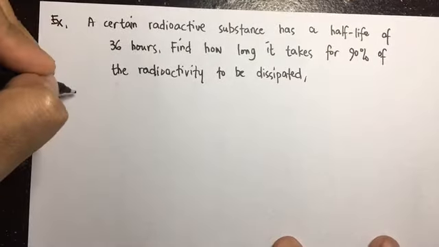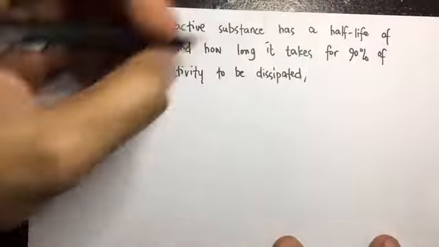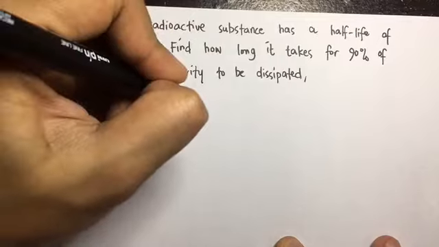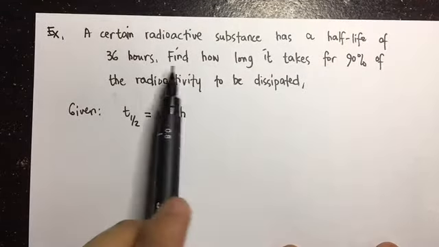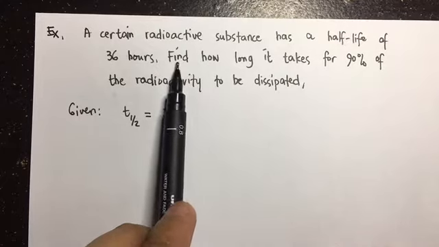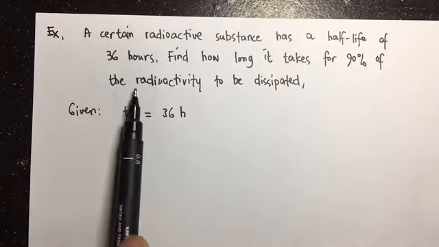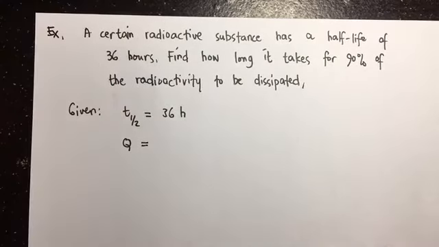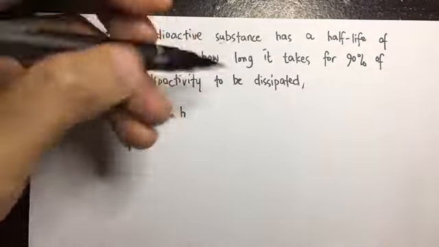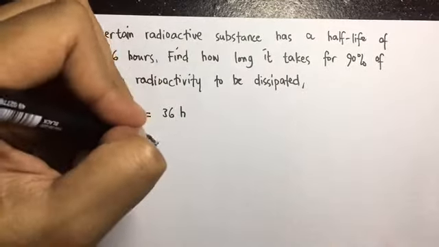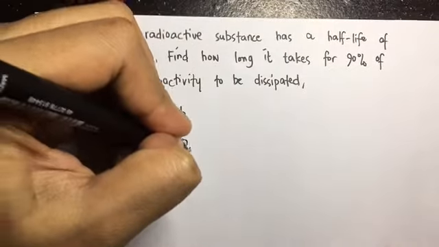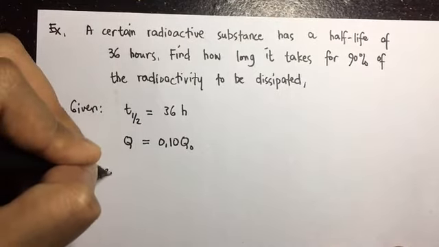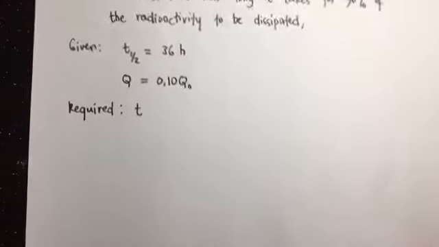Given, we have the half-life, whose symbol is T1/2, equal to 36 hours. We are also given that 90% of the radioactivity already dissipated. So Q is only 10% of the original amount, or 0.10 of Q0. We are now required to find the time. So, solution.